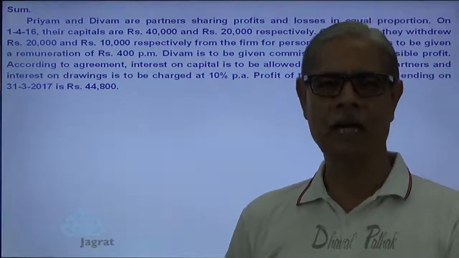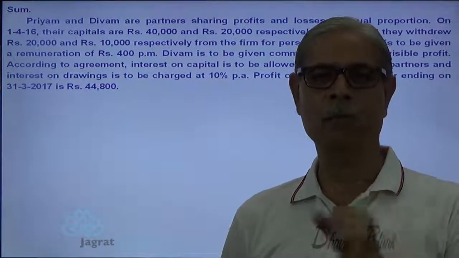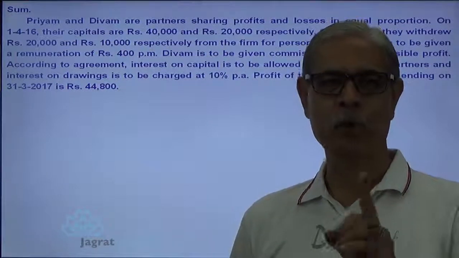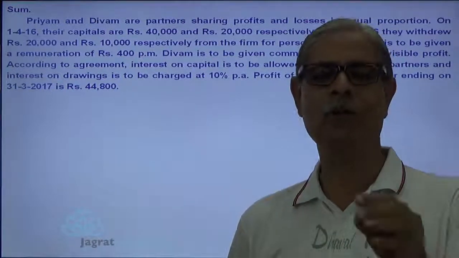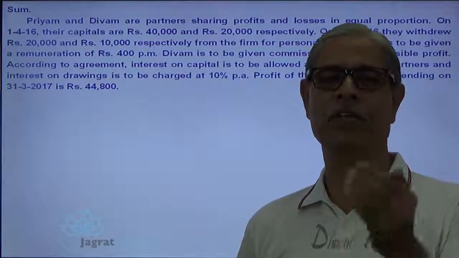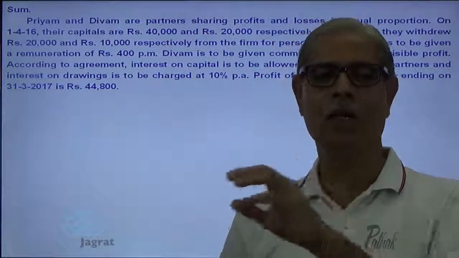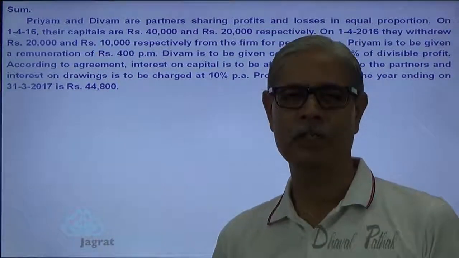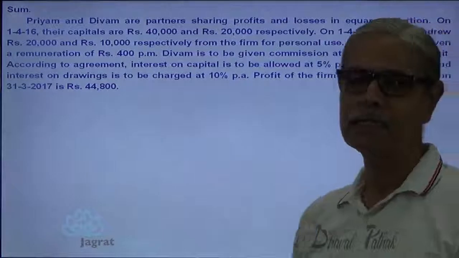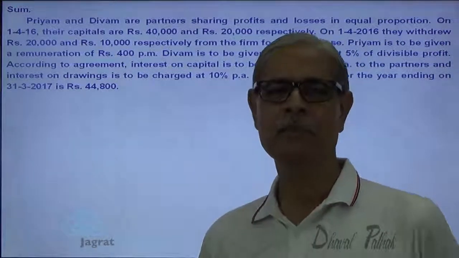Now let me start by giving you first of all the steps for the purpose of solving the sum. So you are required to prepare profit and loss appropriation and capital account. So first step, prepare profit and loss appropriation account and capital account. Then next step, write the balance of profit to be distributed to the credit side of profit and loss appropriation account. Write the capital balance to the credit side of capital account before you start distribution of profit.